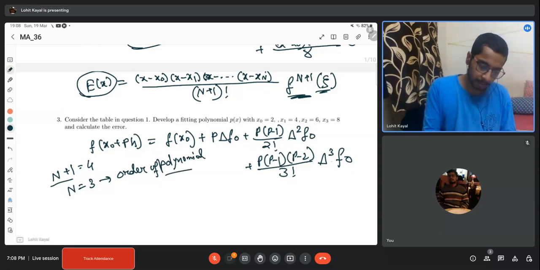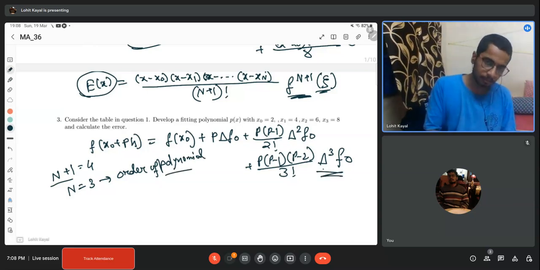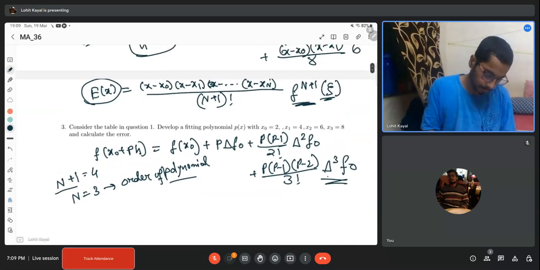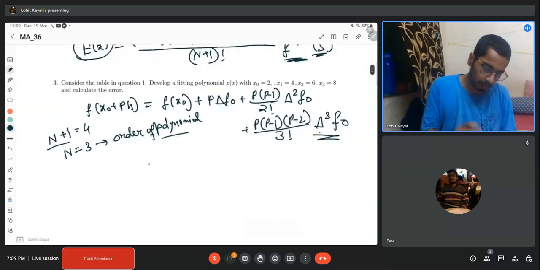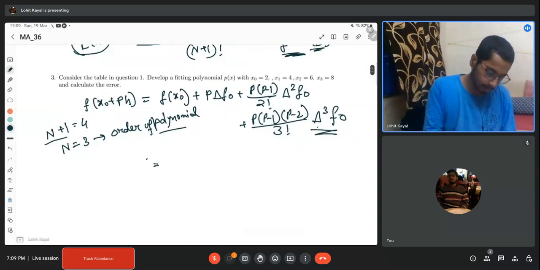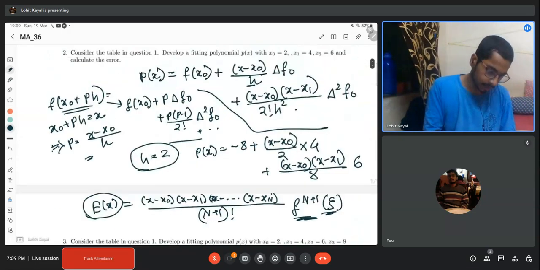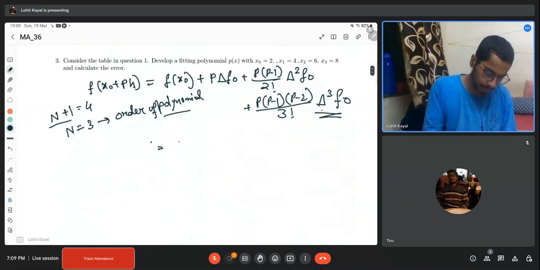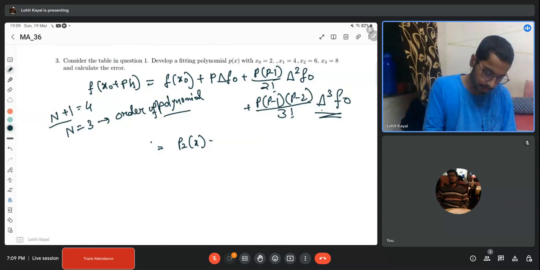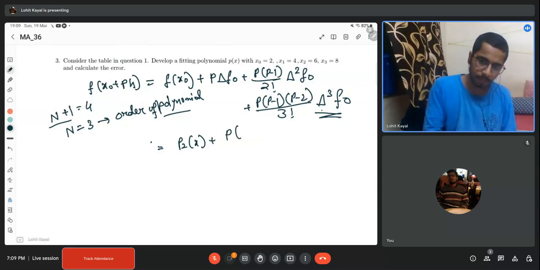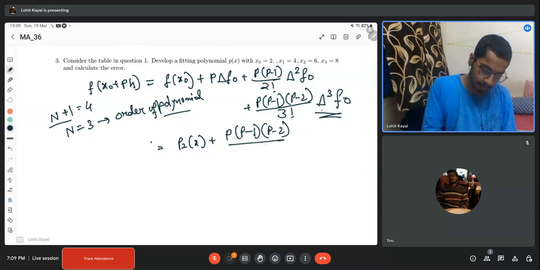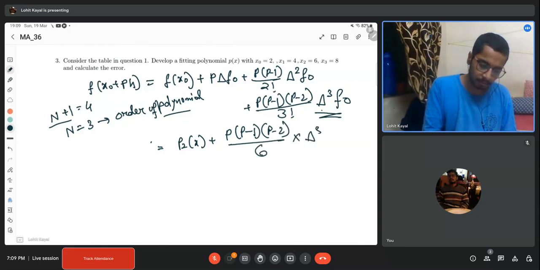And the maximum we can get in terms of delta will be delta to the power n f naught, that is here it will be delta cube of f naught. Okay, so now let's substitute the value. Or alternatively, if I name this as p2x because it is a second order polynomial, I can just write p2x plus, we have already got p2x, p into p minus 1 into p minus 2 by 6 into delta cube of f naught.